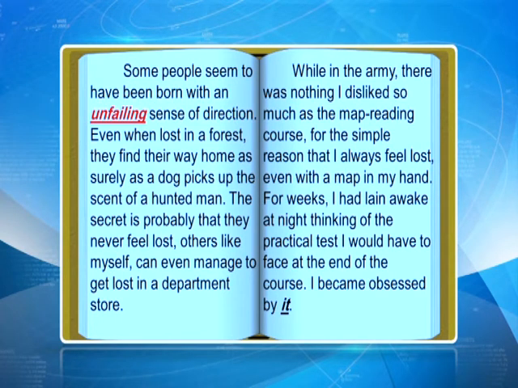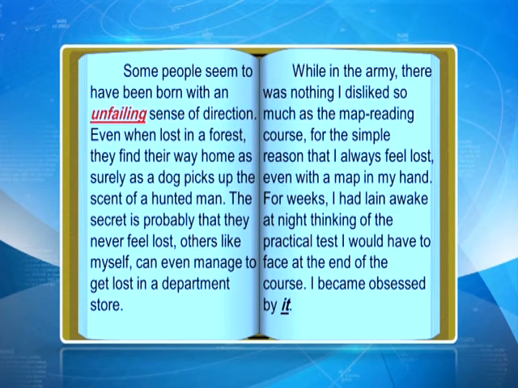Some people seem to have been born with an unfailing sense of direction. Even when lost in a forest, they find their way home as surely as a dog picks up the scent of a hunted man. The secret is probably that they never feel lost. Others, like myself, can even manage to get lost in a department store. While in the army, there was nothing I disliked so much as the map reading course, for the simple reason that I always feel lost.